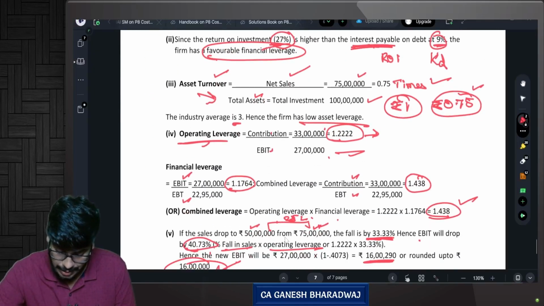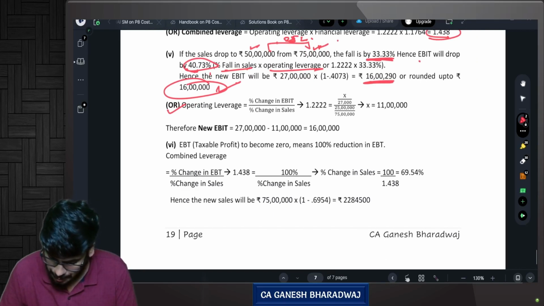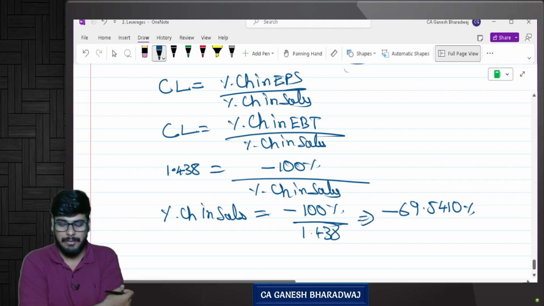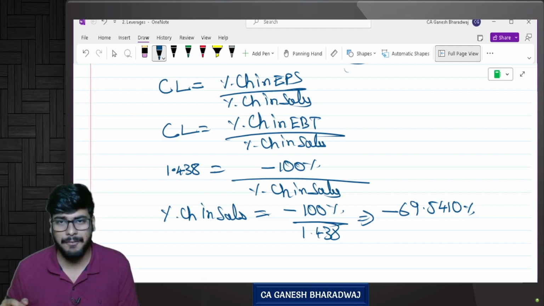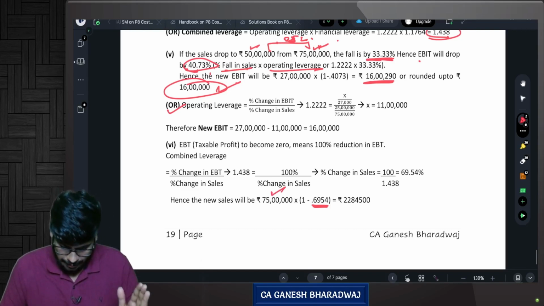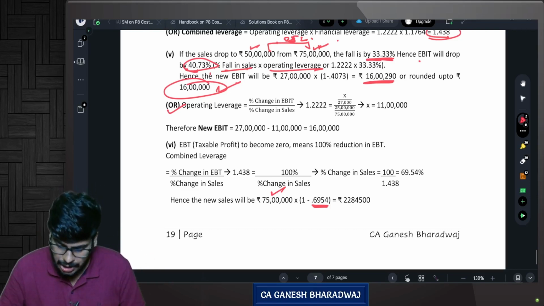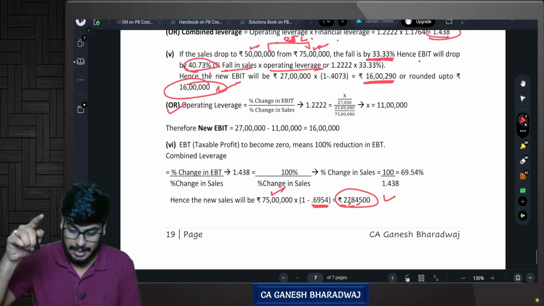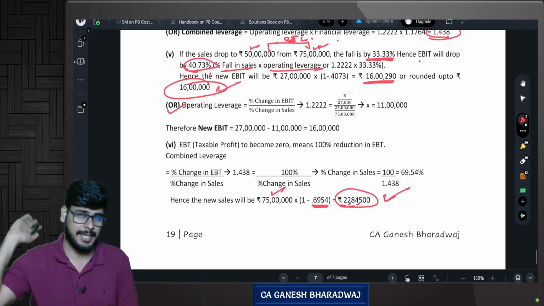So now what will be the revised sales level? The change is 69.54%, correct? So the revised sales level will be original sales minus 69.54% of that. In other words, original sales is 75 lakhs, so the revised sales will be 75 lakhs into 1 minus 0.6954, correct or not? Yes, so you will get the revised sales as 22,84,500. What is this revised sale? This is the sales required to make your EPS 0. When it makes your EPS 0, obviously your EBT will be 0 in this case. Are you clear with this?